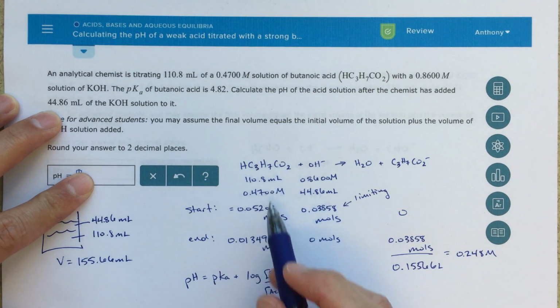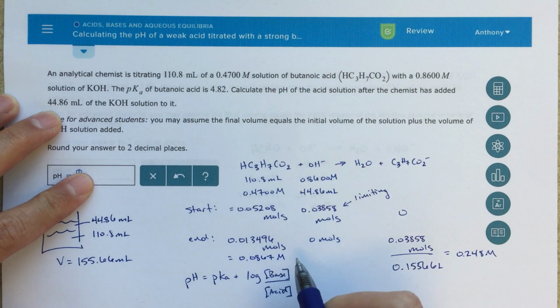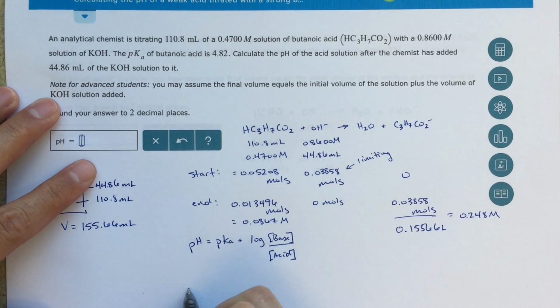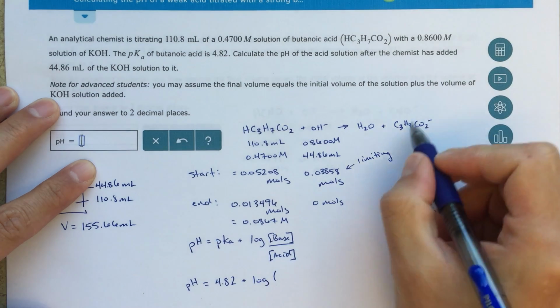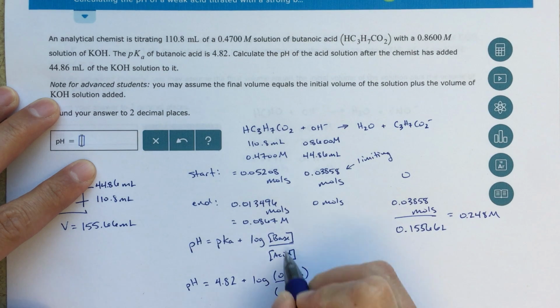I can do the same thing for my conjugate acid. So that would equal 0.0867 molar in my conjugate acid. So now I've got all the pieces I need to actually solve for the pH using the Henderson-Hasselbalch equation. So for my pH here, that should equal, I've been given the pKa, 4.82, plus the log of the concentration of the base. So this one is my base, 0.248, over the concentration of my acid, 0.0867.